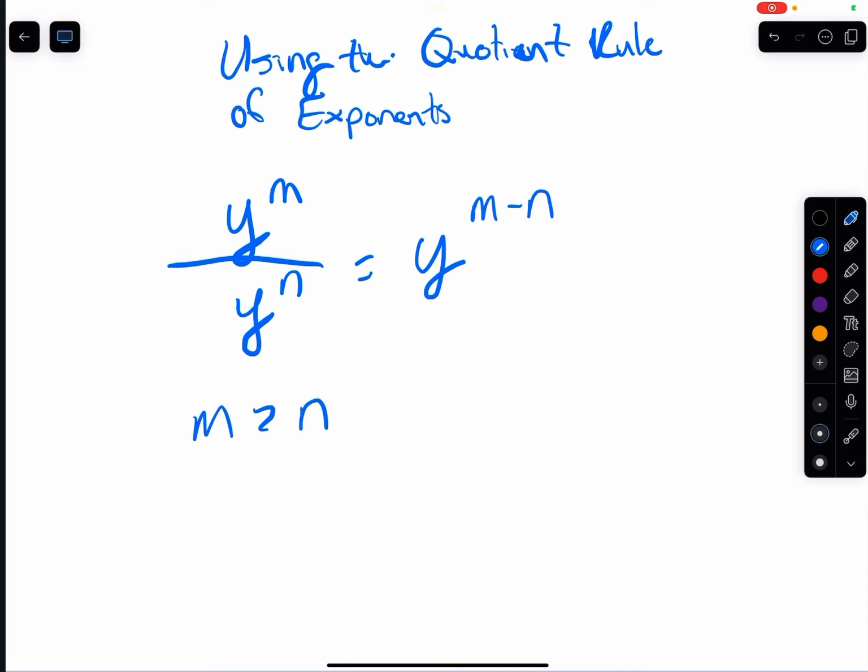So let's do an example. What if we have t to the 23 power divided by t to the 15 power? Well, we know that it meets the qualifications because 23 is greater than 15, and we know that we have the same base of t. As we've said before, the base has to be the same. So we can simplify this as t to the 23 minus 15 power. And what is 23 minus 15? 8. t to the 8 power.